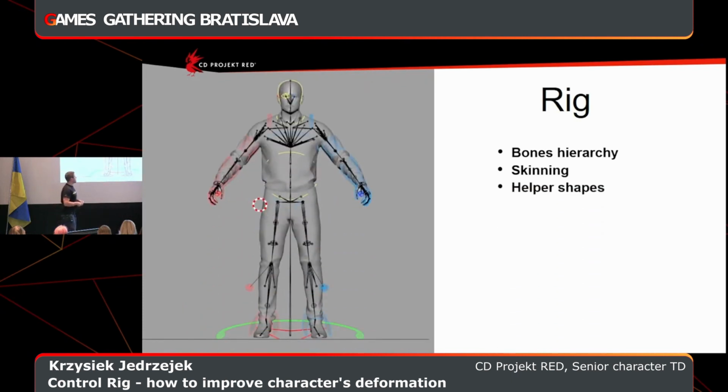Helper shapes. So it's also called controls. So these are the red, blue, and yellow shapes. They should help the animator to pick some part of the body. They don't need to look inside it to pick a joint. And the controls also have some logic sometimes in them. For example, switching between FK and IK, forward kinematic and inverse kinematic.